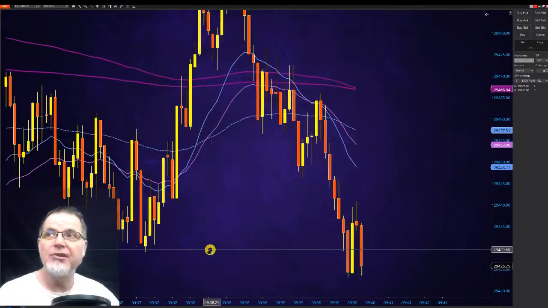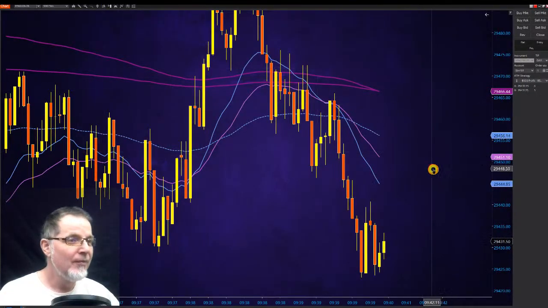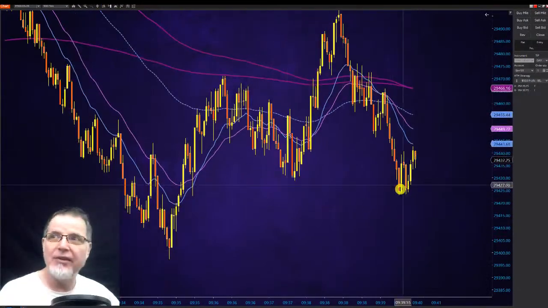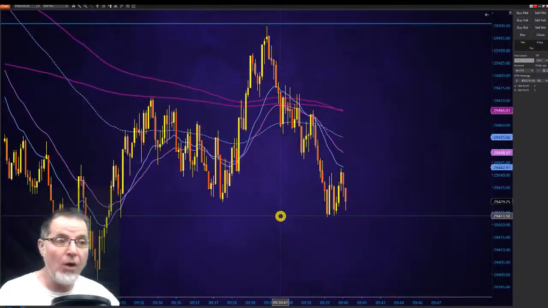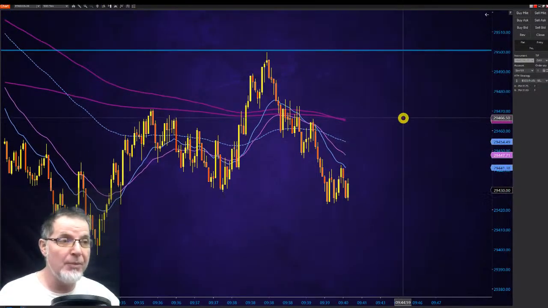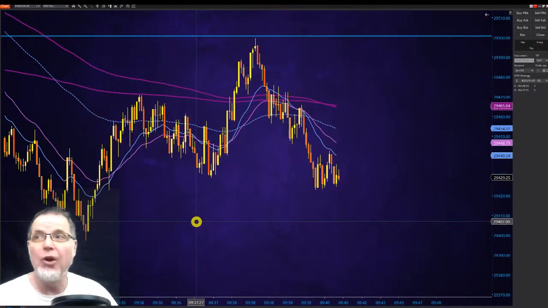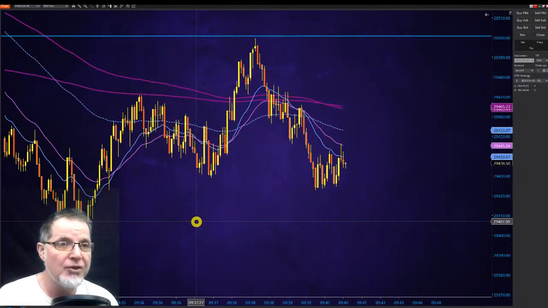But you can see, if you just look at these, how flat everything is. It's kind of flat. And if it keeps bouncing down here in these areas, we can just continue to chop sideways for a long time, which is going to be almost impossible to trade unless you're a range trader. I'm not a range trader. I like to go with the flow. Finding the flow and determining which direction it's flowing in is the challenge.